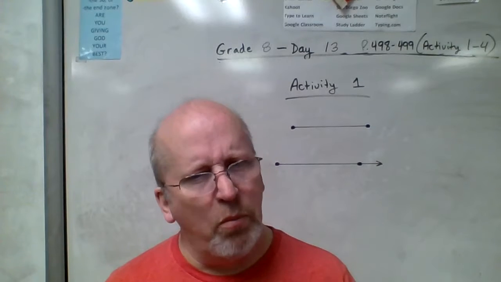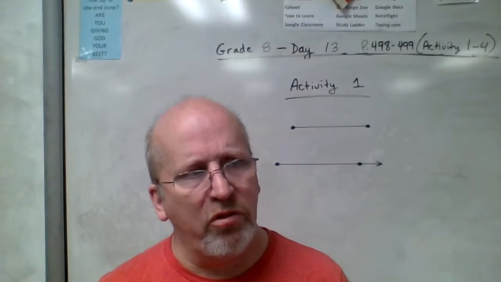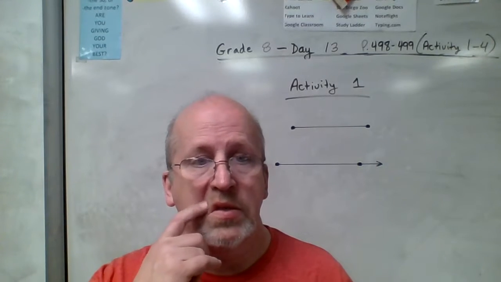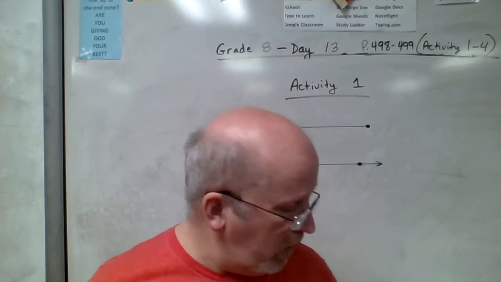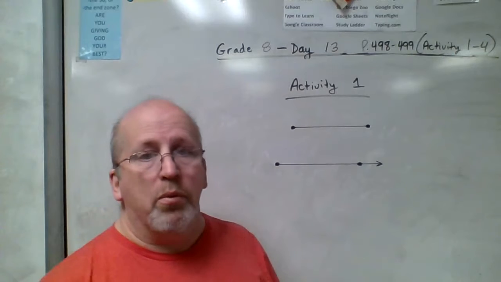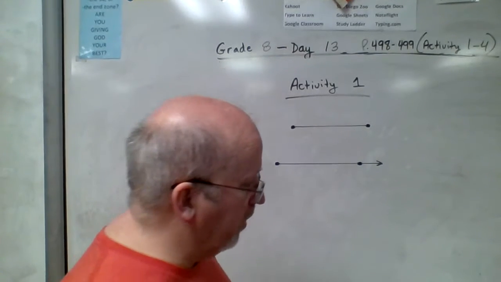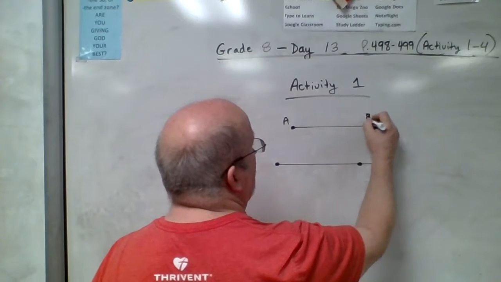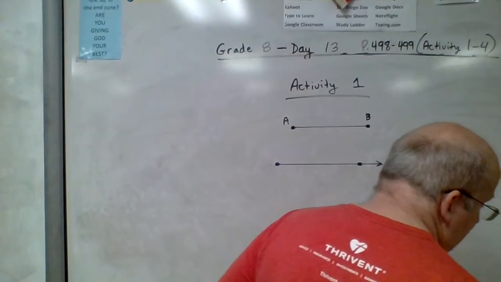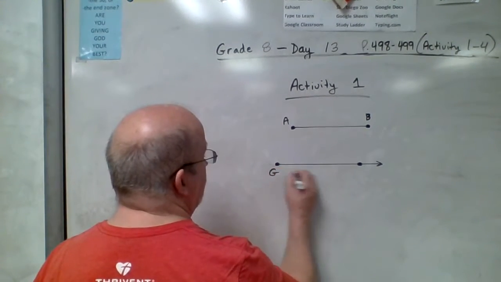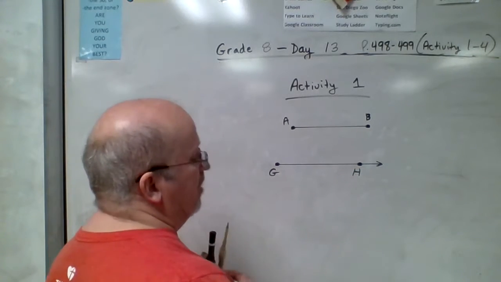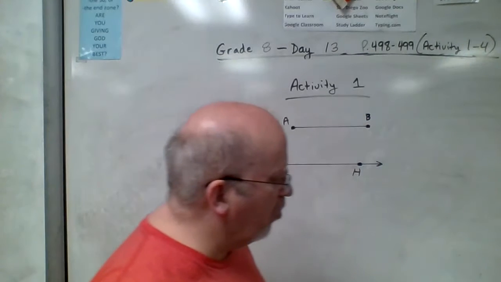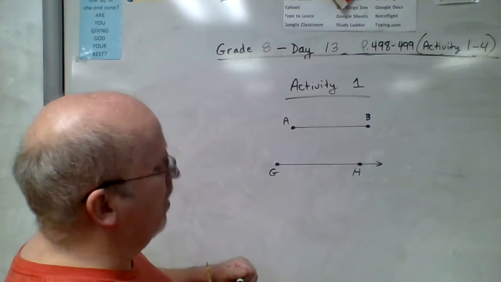These should be somewhat review activities from either 6th grade or 7th grade. Escapes me right now which one it is. But let's start with activity 1. I'm going to show you how to do it. On the board we have 2 line segments. One of the line segments your textbook tells you to identify as line segment AB. And the other one is actually, I'm sorry, it's not a line segment, it's a ray. It's ray GH. And they want you to construct a line segment congruent to a given line segment.